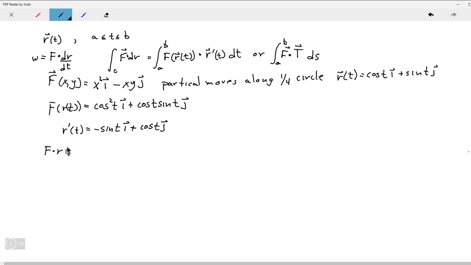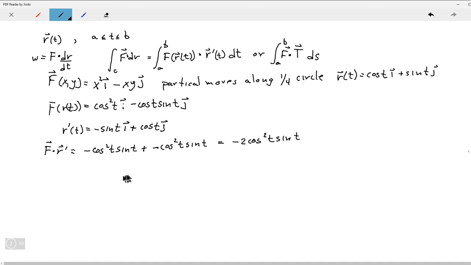So f dot r prime, these are both vectors, by the way. f dot r prime is going to be cosine squared t times a negative sine t, so negative cosine squared t sine t, plus this dot this. Wait, how does that be negative? I'm missing something here. I wrote something plus when it should have been minus right here. That should be minus because the function is minus. Anyway, plus a negative cosine squared t sine t. So we end up with negative 2 cosine squared t sine t.